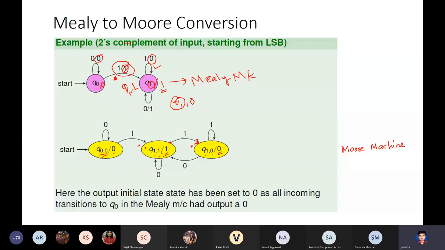So this edge also, because this is a self loop on this state, and this state has split into two, this self loop will now break into two edges. One is a self loop from Q1,0 to itself. Another is an edge from Q1,1 to Q1,0. So this edge has split up into this edge and this edge.